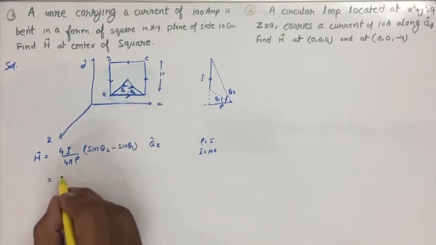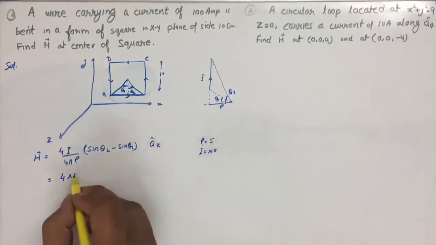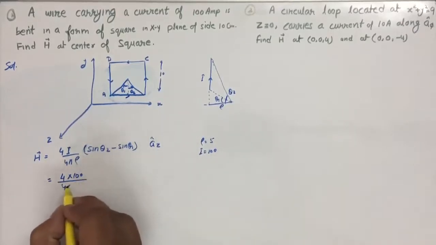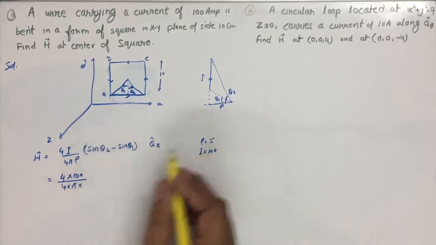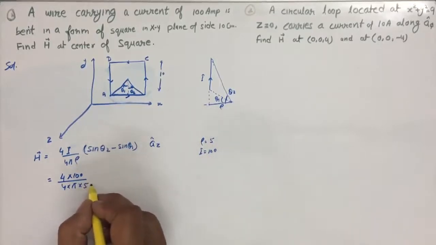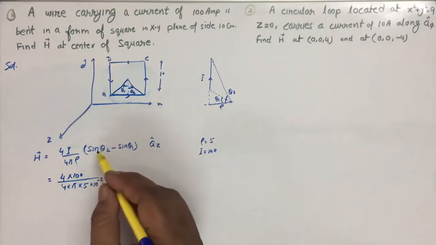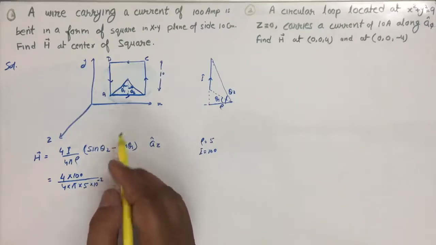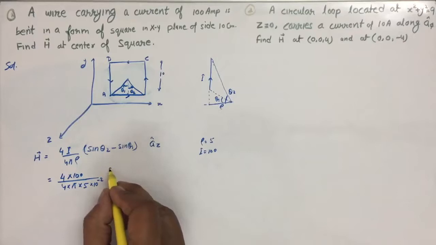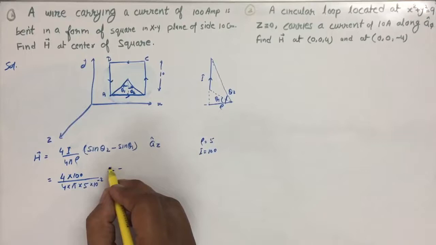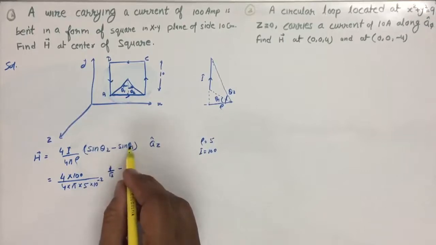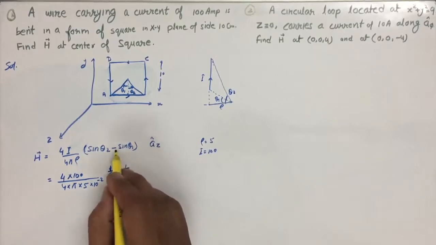So from there we can find 400 divided by 4 pi rho, with rho 5 centimeter. Just keep it in centimeter, convert it into meter, and sine theta 2 is sine 45, which is 1 by root 2, minus sine minus 45, so it will give us minus 1 by root 2, and that minus and this minus will be plus.